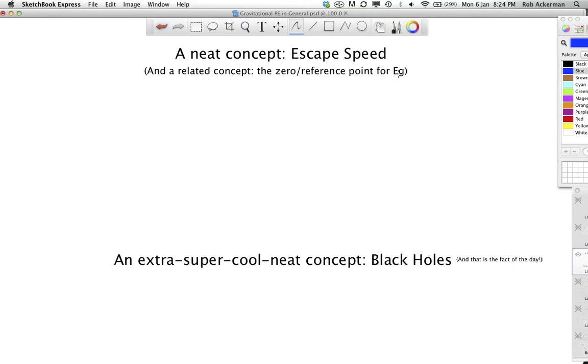And when we talk about that, you'll remember that we've actually talked about this in previous lessons when we talked about the old formula of Eg. But anyway, I digress. Back to escape speed. What do I mean by escape speed? Let's say you wanted to go from Earth to somewhere else in the universe, perhaps the moon. Perhaps you want to travel to Mars sometime in the future.